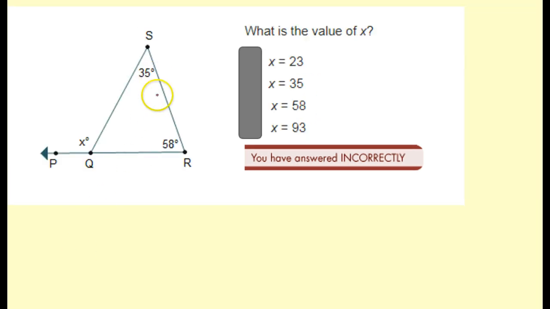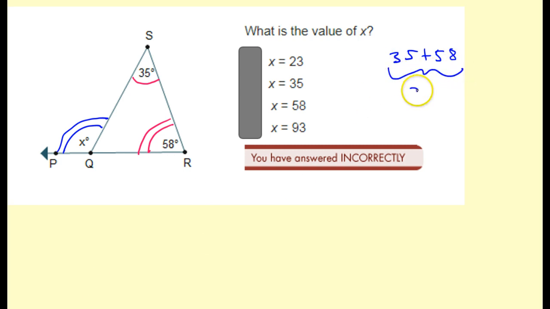Alright, this problem uses the same theorem as the last problem. We have these two interior angles, and we have this remote exterior angle. So the sum of the two interior angles should equal the remote exterior angle. So if I add these up, it should equal x. So it's just a matter of what's 35 plus 58. That turns out to be 93. So this should be the answer.